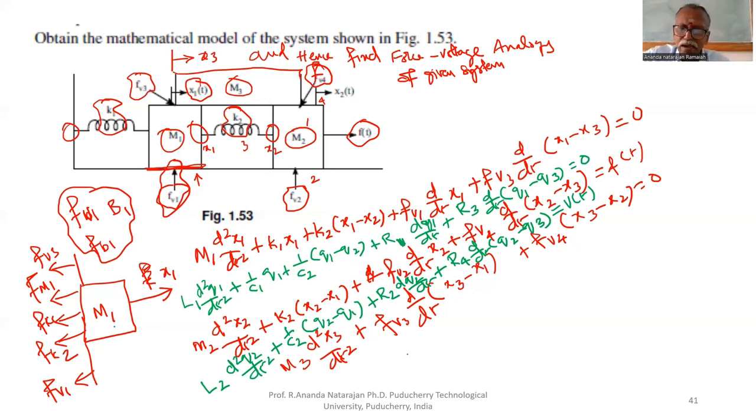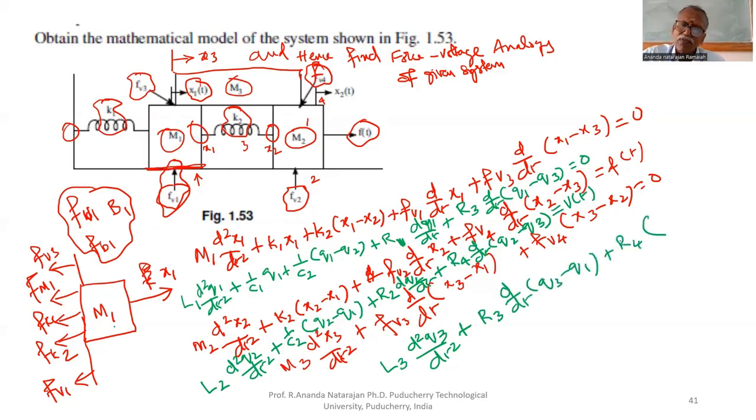Here we can write the third equation: L3 d²q3 upon dt² plus fv3 is r3 d upon dt of (q3 minus q1) plus r4. R4 we already wrote; we have reversed that: (Q3 minus Q2), d upon dt of (Q3 minus Q2) equal to 0.